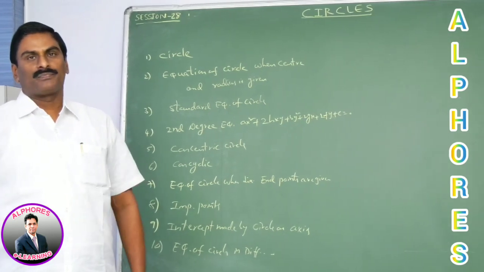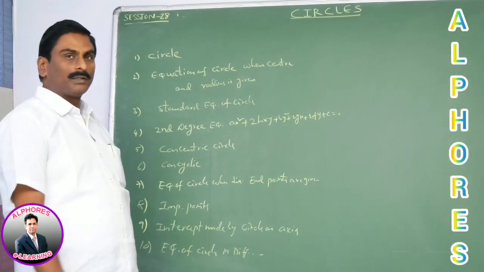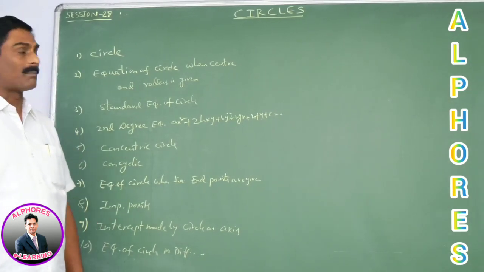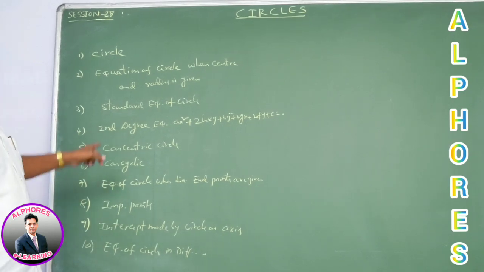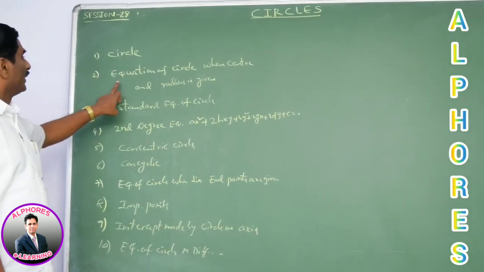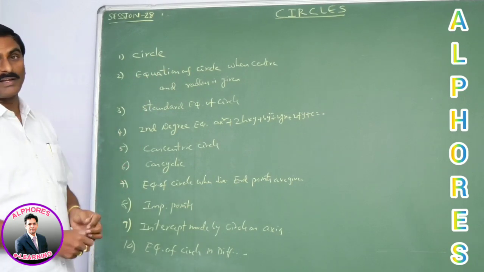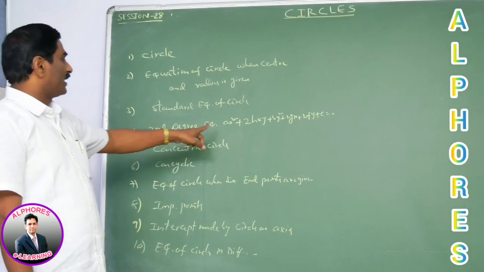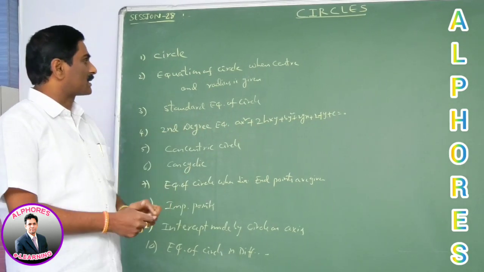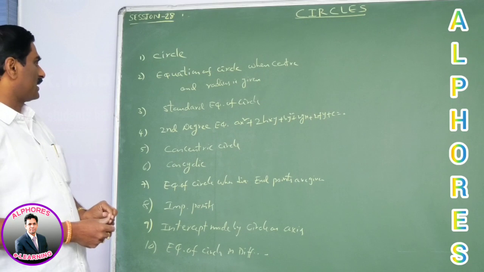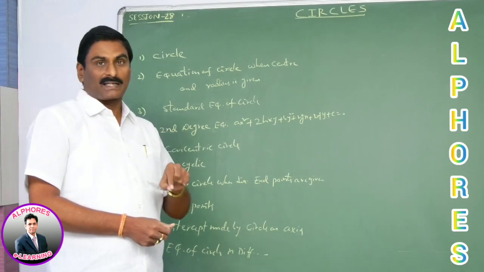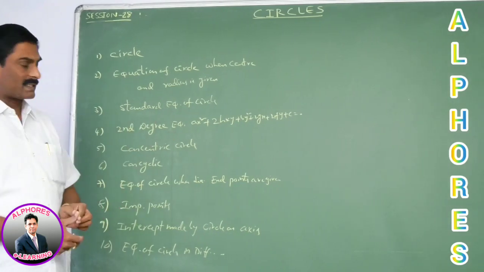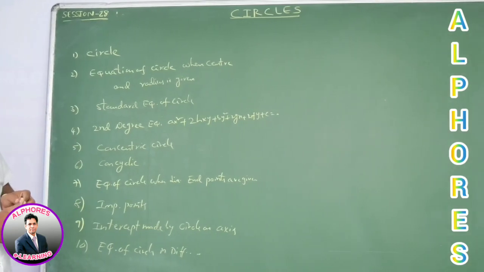In last class, we discussed some points on circles: the definition of the circle, the equation of the circle when center and radius are given, and the standard equation of the circle. The second degree equation ax square plus 2hxy plus by square plus 2gx plus 2fy plus c is equal to 0 represents a circle. Then what are the conditions? Then concentric circles, concyclic points.